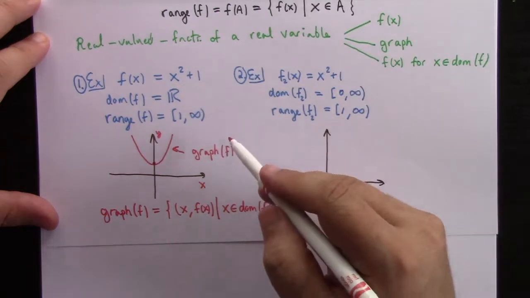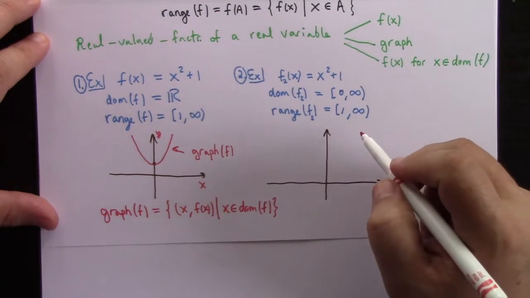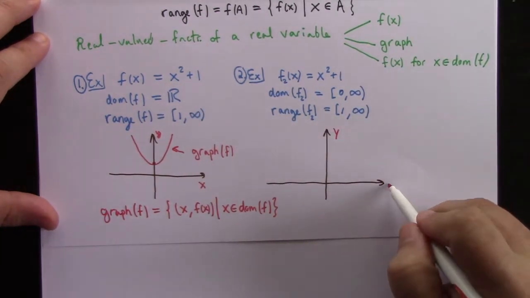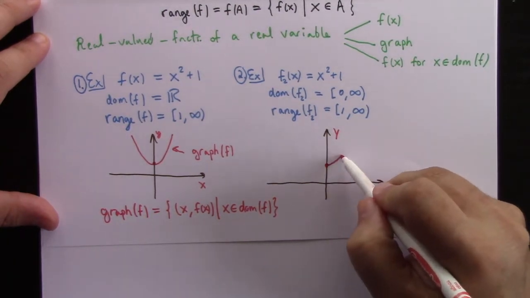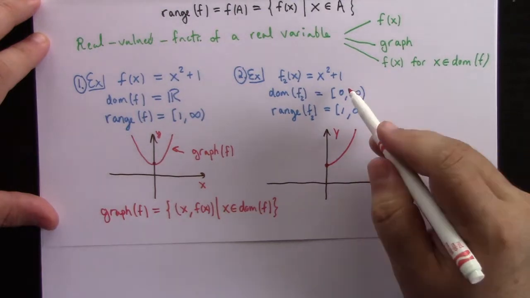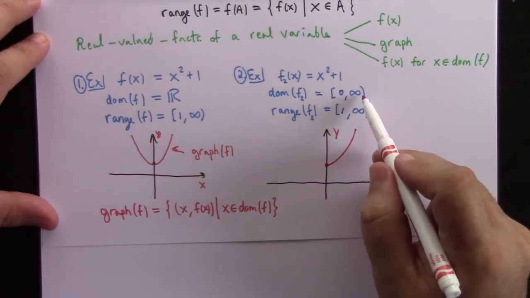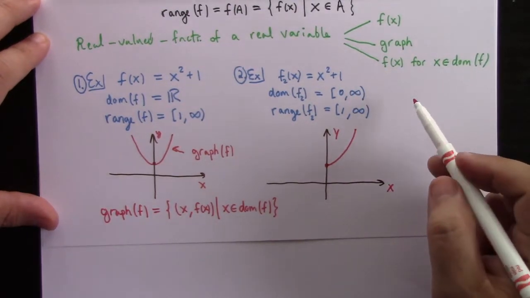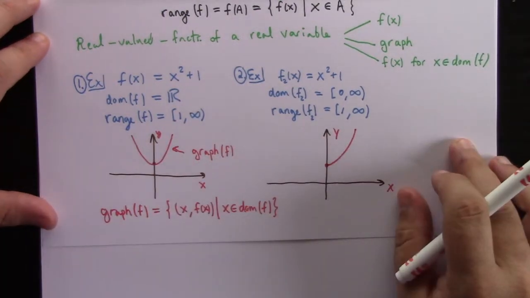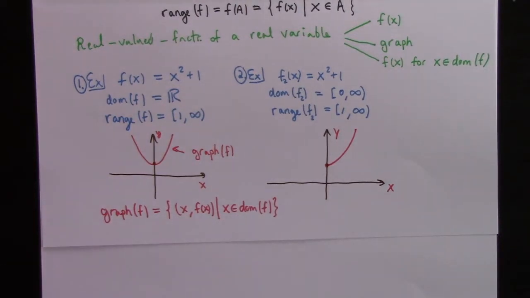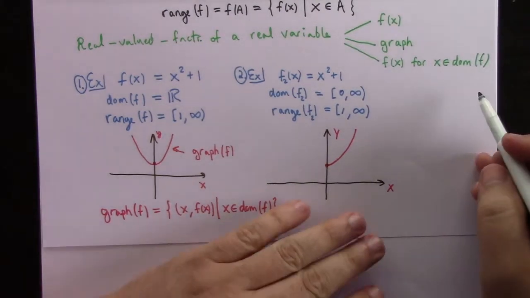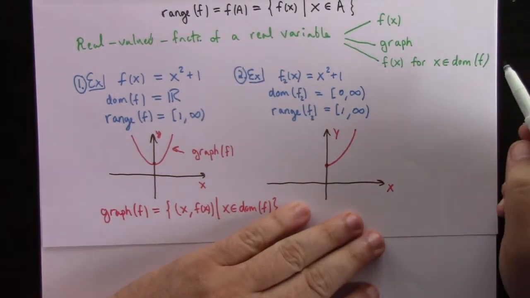Now the difference, of course, between the graph of f and the graph of f2 is pretty significant. The graph of f2, on the other hand, is just this, because the domain starts at 0 and goes to infinity, and the range of both of these goes from 1 to infinity as it happens. Now, one of these functions is not like the other. Quick calculation. One of these functions has an inverse.